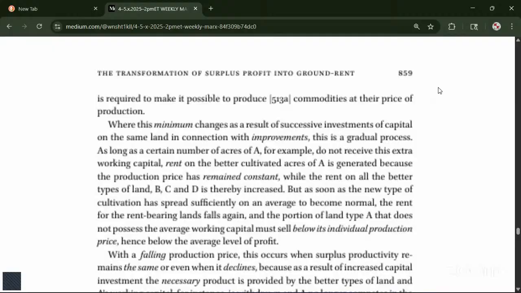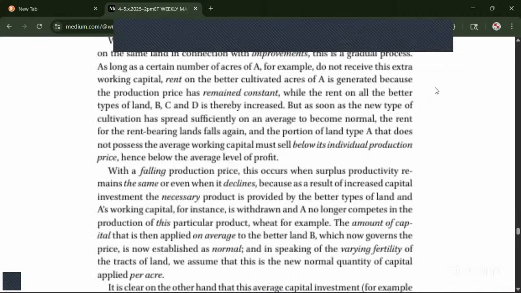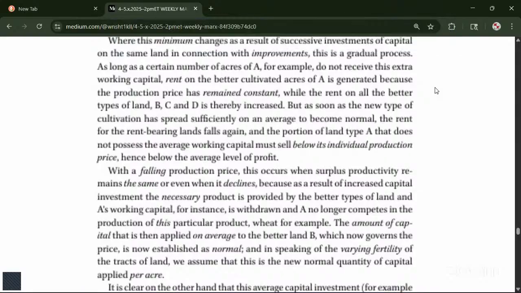With a falling production price, this occurs when surplus productivity remains the same or even when it declines, because as a result of increased capital investment, the necessary product is provided by the better types of land, and A's working capital, for instance, is withdrawn, and A no longer competes in the production of this particular product, wheat, for example. The amount of capital that is then applied on average to the better land B, which now governs the price, is now established as normal, and in speaking of the varying fertility of the tracts of land, we assume that this is the new normal quantity of capital applied per acre.